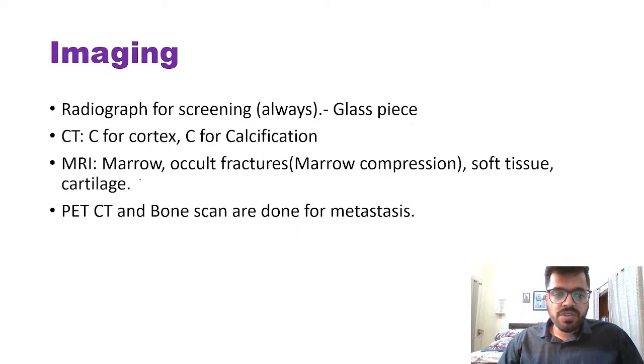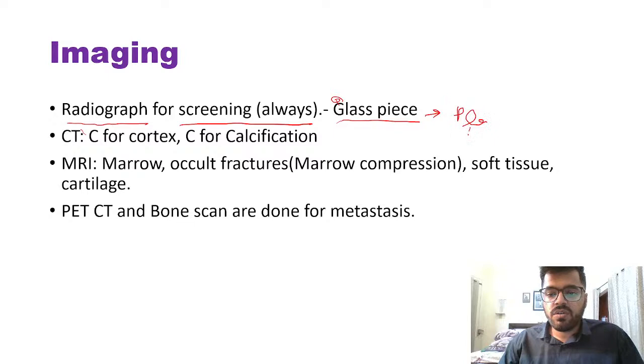Then we come to imaging. Radiograph is always used for screening in orthopedics. There was a question in AIIMS in 2018 and before that also in 2015 that a child got injury due to a glass piece. What should be the first investigation? It's always X-ray, because glass contains lead and lead can be seen on X-ray.